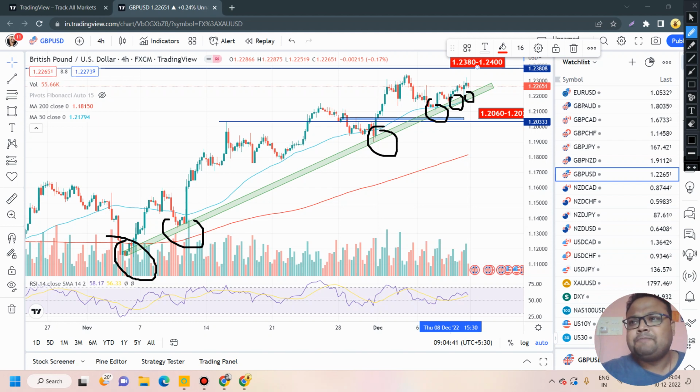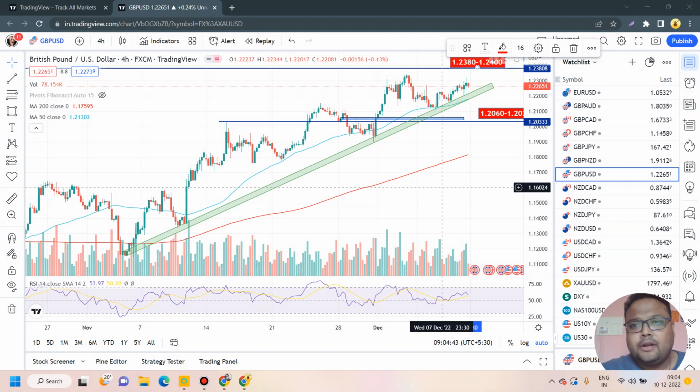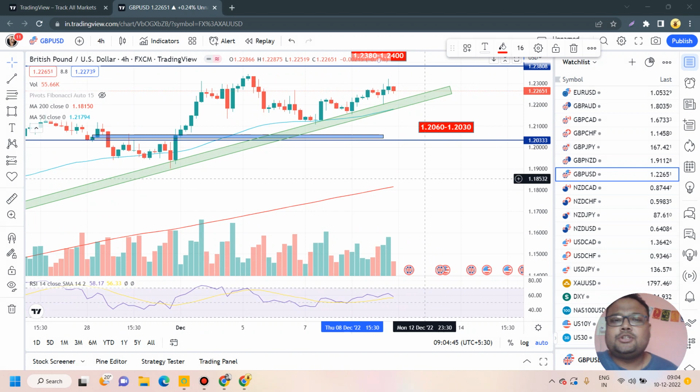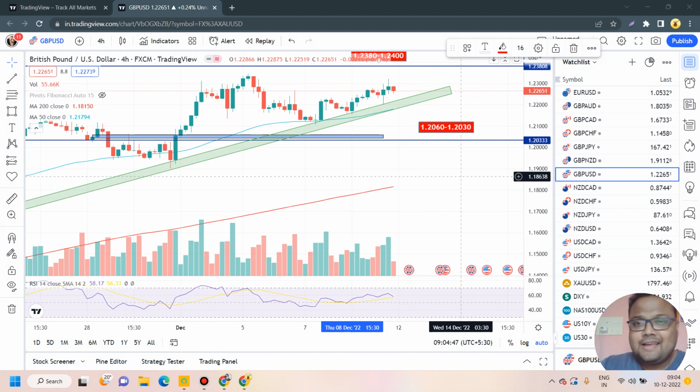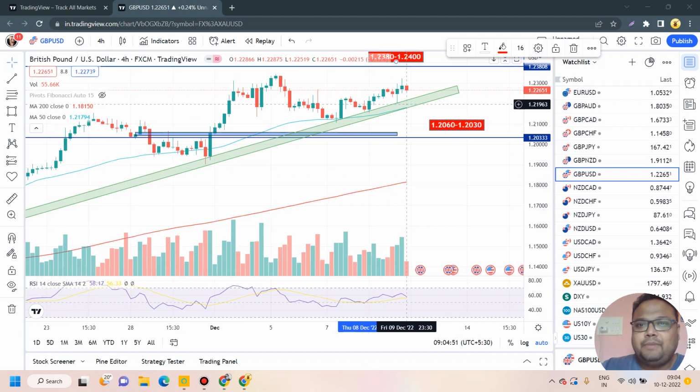So as a result, if possible, try to avoid taking any fresh buy position on the trend line. But if you're holding any buy position, you can stay in the trade. So please be careful while taking a buy position.